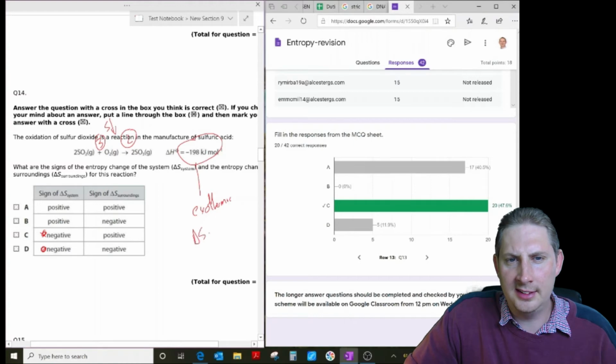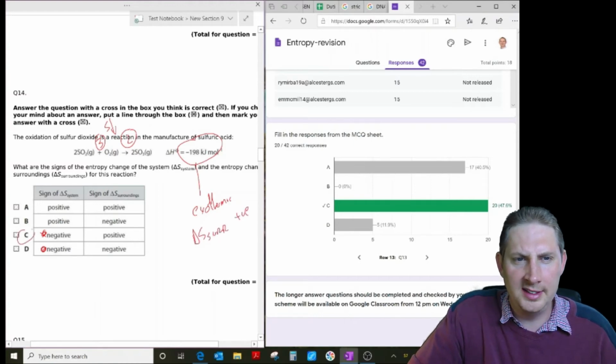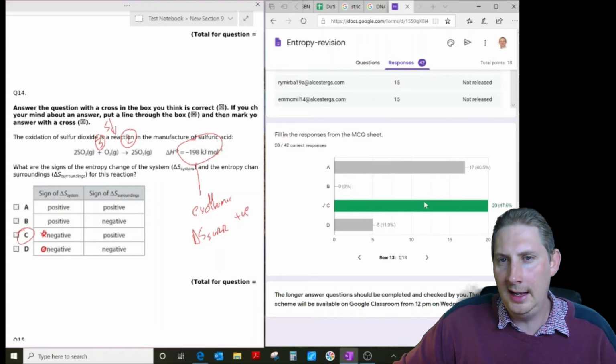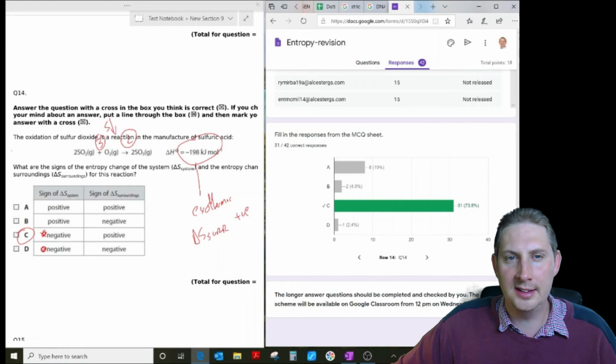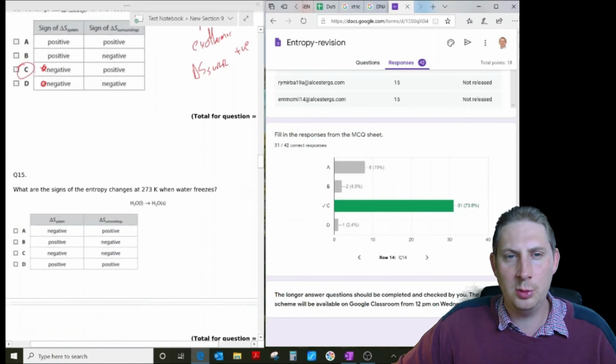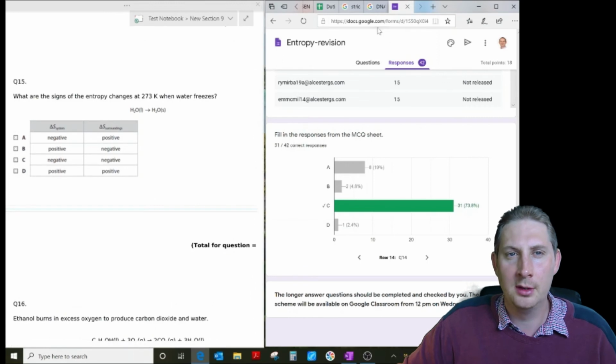So delta S surroundings would be positive. So it should be C. And yes, almost 3/4 of you getting that right. Still 1/4 of you not getting that right, which is worrying, but there we go.